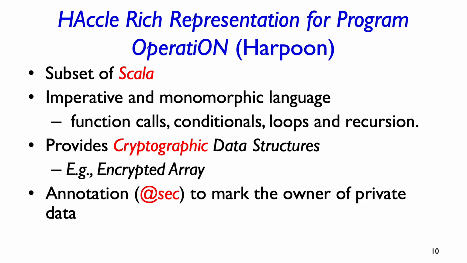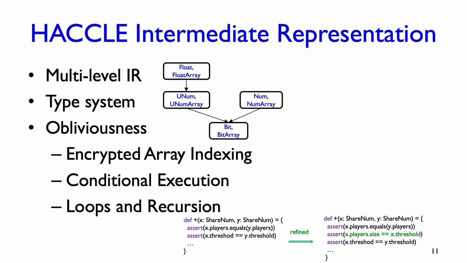This helps down the pipeline to type check and find any violations specific to certain protocols. Harpoon is lowered to HACCLE Intermediate Representation, which is HIR. HIR is protocol independent and it is a multi-level IR in which we can perform rewrites without leaving the IR.